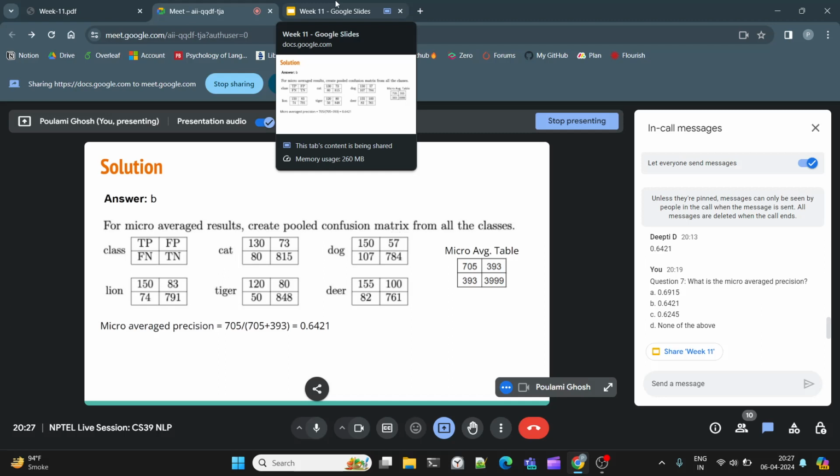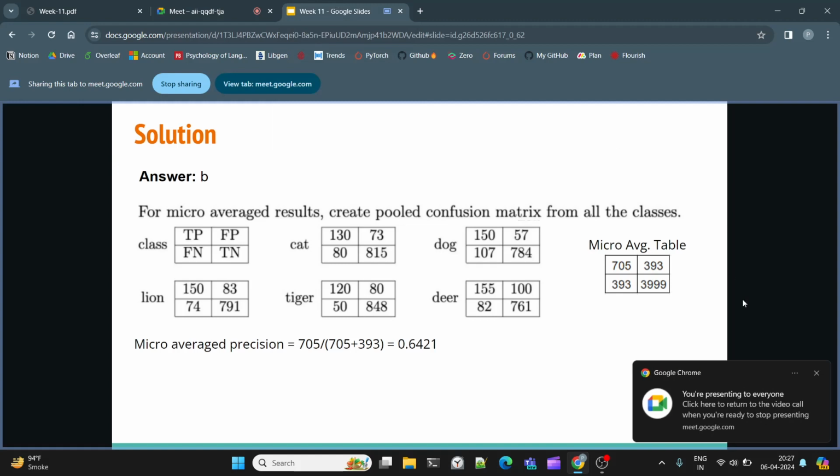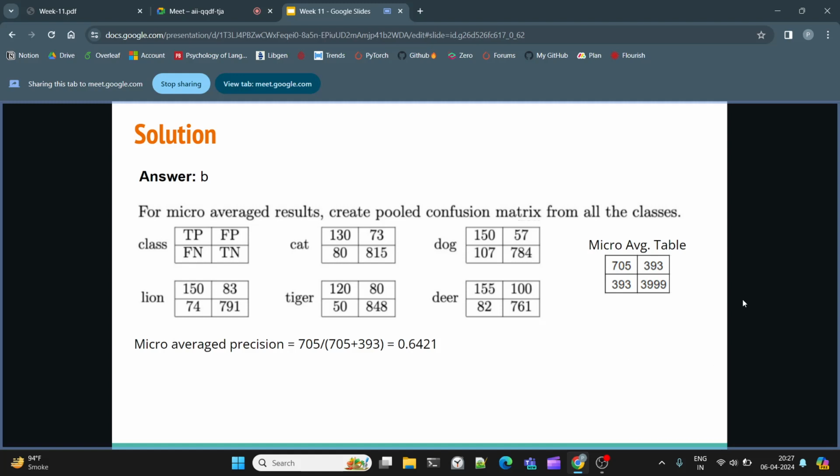Ma'am, can you shed some light on when we should go for micro average and when we should go for macro average? So if there's a class imbalance, say you have a data set, I'm just giving a random example, of 1,000 images. Out of these 1,000 images, a hundred are cats and 900 are dogs. You see there's a clear class imbalance. The number of dog images is much, much higher than the number of cats. So in this case, the macro average precision would be a better measure.